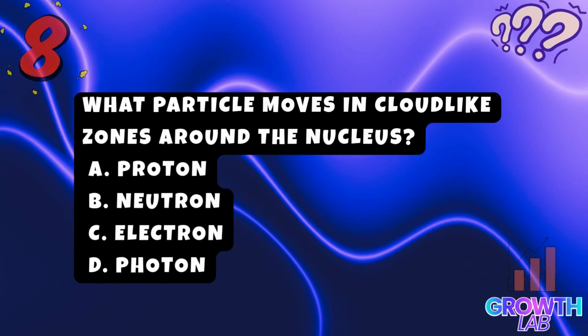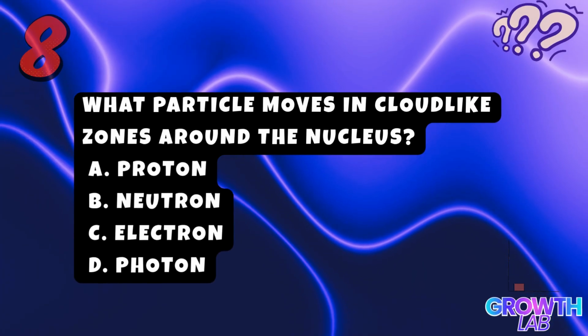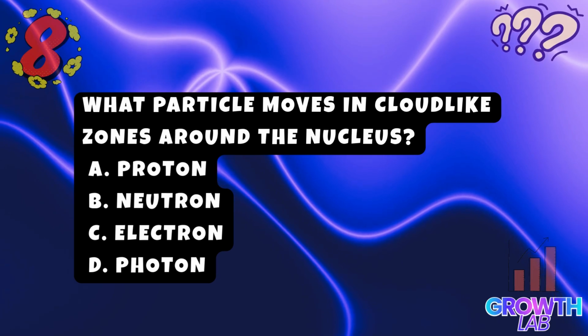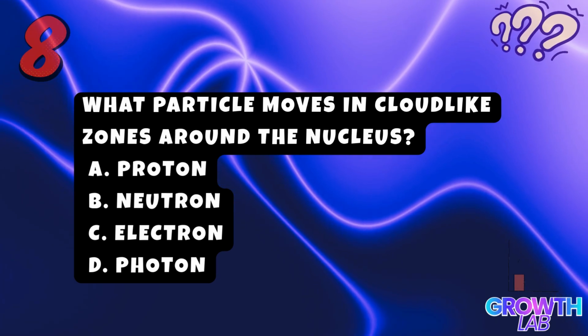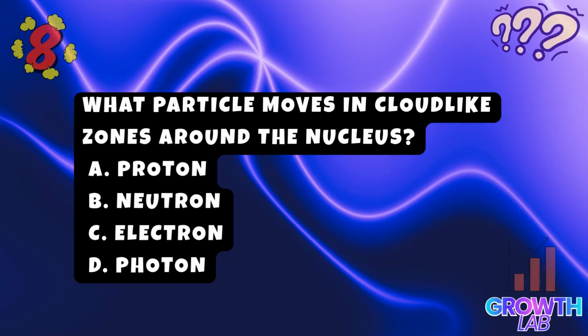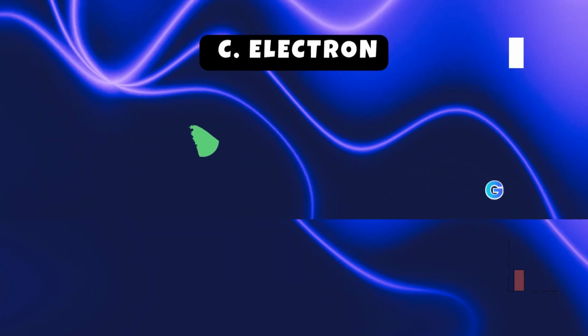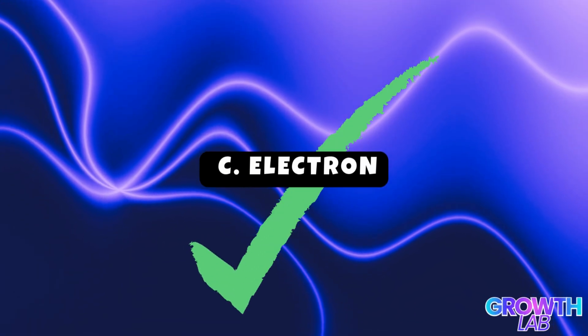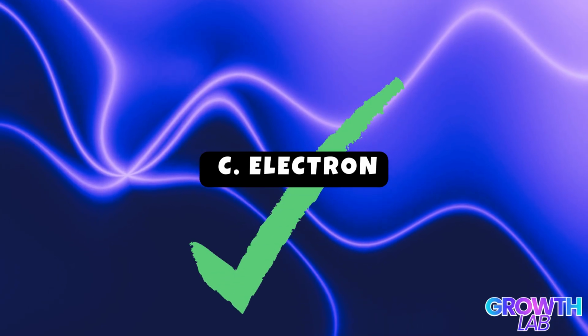Question 8. What particle moves in cloud-like zones around the nucleus? Answer options are: Option A, proton. Option B, neutron. Option C, electron. Option D, photon. Correct option is option C, electron. Electrons move in probability clouds around the nucleus.